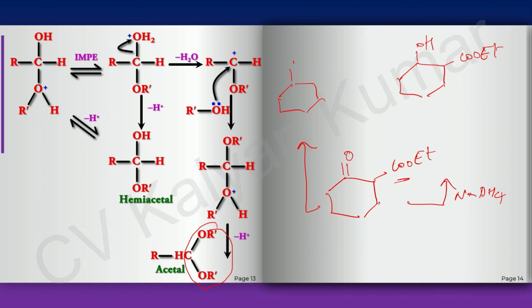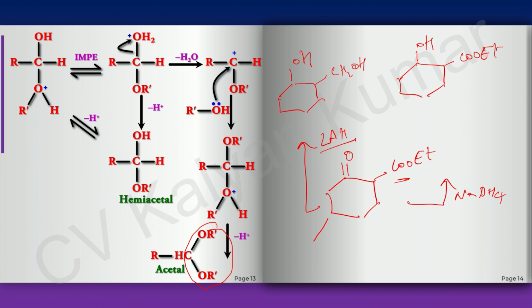I want the ketone to become alcohol. I want the ester to become primary alcohol. What do you think I will use? Pause the video now. Think. And here is the answer. Pretty simple. Use LAH, because LAH can reduce both ketone and ester.